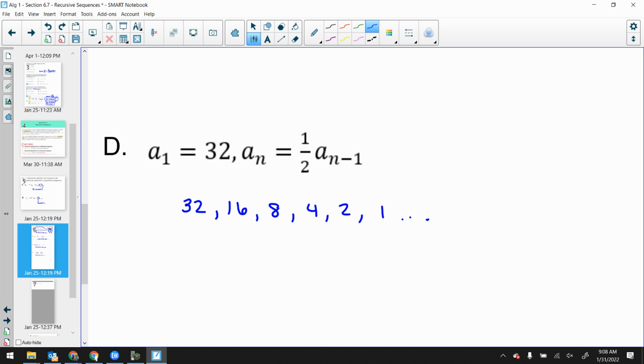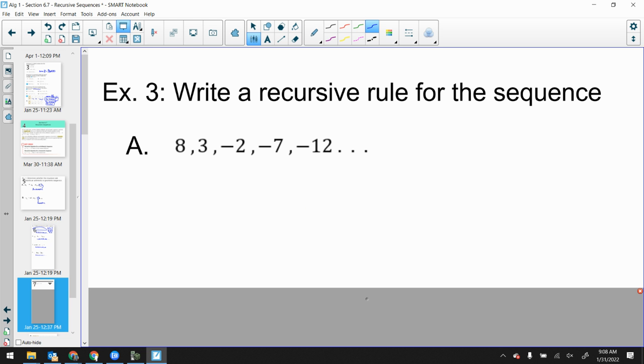Now, I hope we can say, okay, that's not too bad. You just have to know what the problem is telling you, right? If I never taught you what a recursive formula is, you'd look at that and go, that looks like gibberish to me. I don't know what it's talking about. So let's flip it now. Let's take the equation and write it recursively. Write a recursive rule for the sequence.